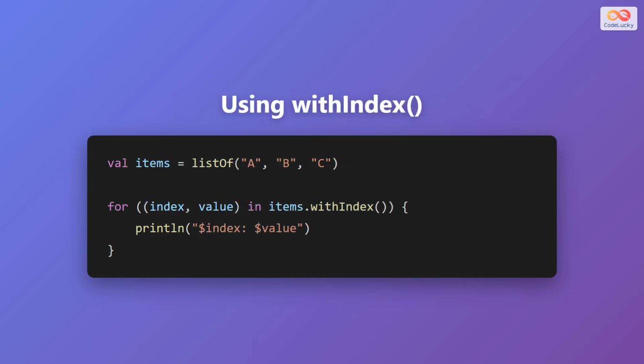The withIndex function provides an elegant way to get both index and value simultaneously. It returns pairs of index and value for each element. Use destructuring syntax with parentheses to unpack these pairs into separate variables. This approach is cleaner than manually tracking indices and makes your code more readable. It's particularly useful when you need to reference both the position and content of elements.